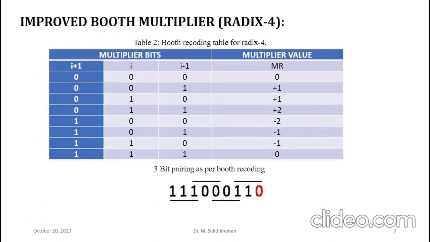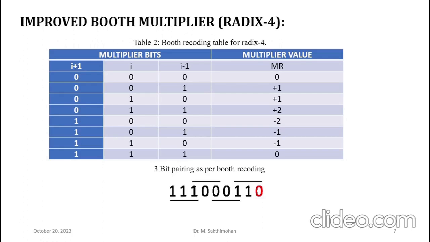I already told you the major difference between Radix 2 and Radix 4: in Radix 2 we group 2 bits, but here we are going to group 3 bits. That is why in the table the input has 3 bits, that is i+1, i, and i-1, and the multiplier value as output. So 000 means 0, 001 means +1, 010 means +1, 011 means +2, 100 means -2, 101 means -1, 110 means -1, and 111 means 0.